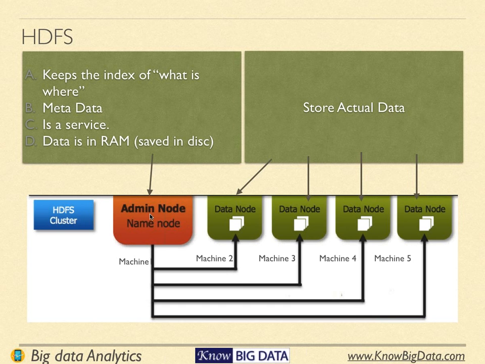Now this admin node is basically metadata. If you have a cluster with multiple computers, one of them we designate as the name node and the rest of them are data nodes. When we say designated, it means it's like a program running in the background listening on a port. Every service which is responding to people's requests is running in the background and listening on a port. Whenever traffic comes to that port, it responds.